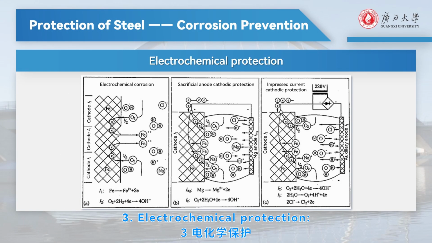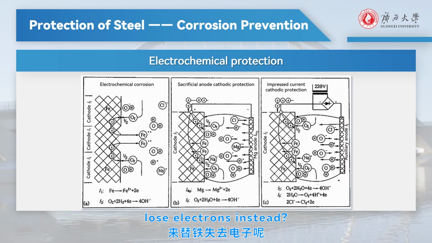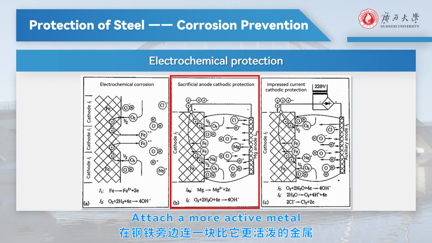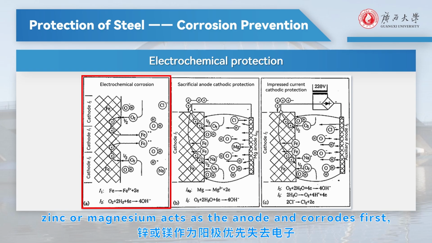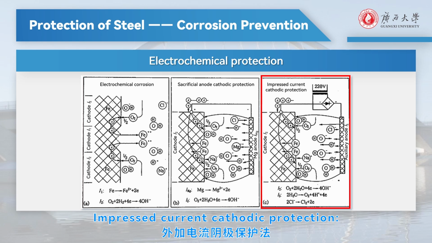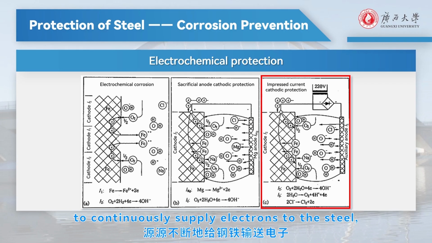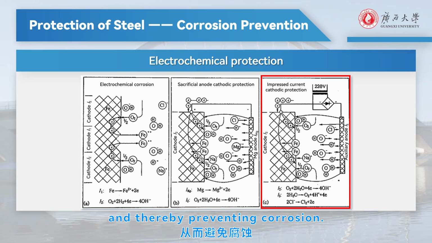3. Electrochemical protection. Use a sacrificial metal. Since corrosion happens when iron loses electrons, can we let another metal lose electrons instead? Sure we can. Sacrificial anode cathodic protection. Attach a more active metal such as zinc or magnesium beside steel. During corrosion, zinc or magnesium acts as the anode and corrodes first, protecting the steel. In impressed current cathodic protection, an external electric current is applied to continuously supply electrons to the steel, forcing it to remain in an electron-rich state and thereby preventing corrosion.